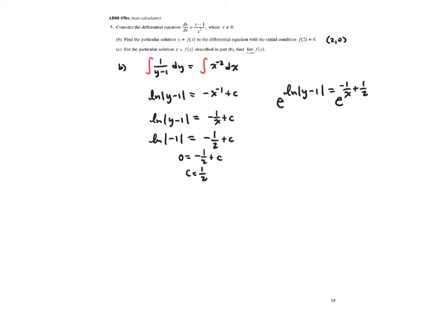On the left side, one property of logs that you should be very familiar with is that those reduce down to the absolute value of y minus 1. And on the right, I'm going to rearrange this slightly, but you should end up getting e to the 1 half times e to the negative 1 over x. You can write that in many forms, but that's the one I'm going to choose.